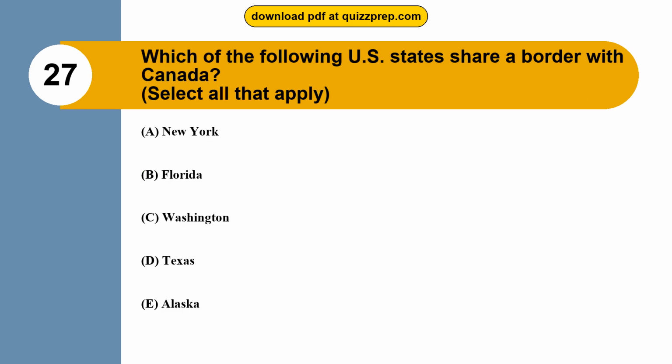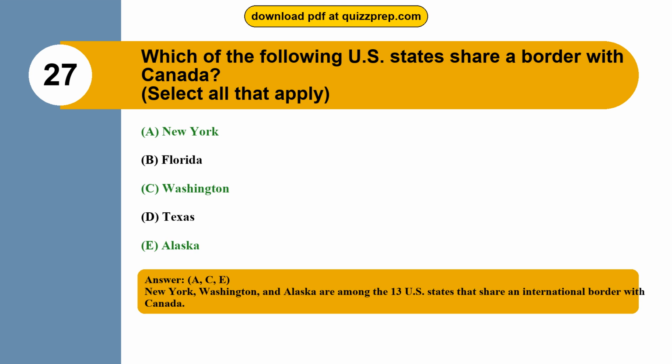Question 27. Which of the following U.S. states share a border with Canada? Option A. New York. Option B. Florida. Option C. Washington. Option D. Texas. Option E. Alaska. The correct answers are options A and C and E. New York, Washington, Alaska. New York, Washington, and Alaska are among the 13 U.S. states that share an international border with Canada.